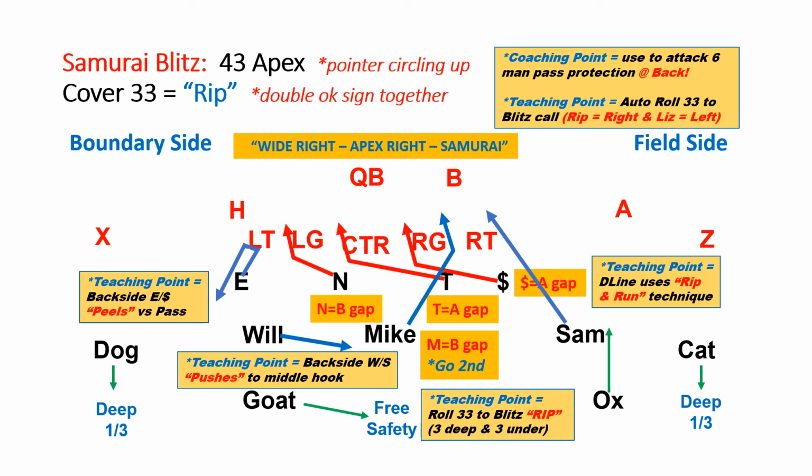Basically, anytime you have a 2x2 set, you're going to roll the coverage to the blitz side. The exception here is when you get a 3x1, we'll stay with our defensive rules where we're going to go ahead and always go to a rip or Liz to the 3 receiver side.